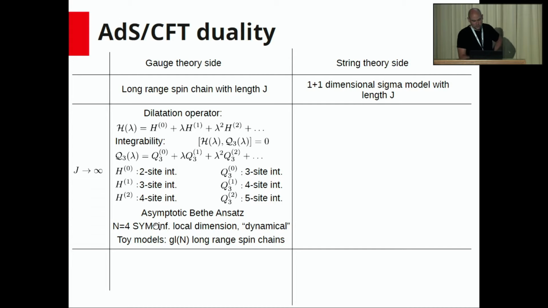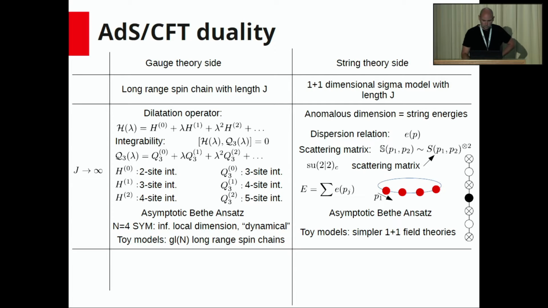And for these reasons, it's efficient to use some toy models to develop methods and test the ideas. And so good toy models can be the long-range deformation of the gl(N) spin chain, for example.